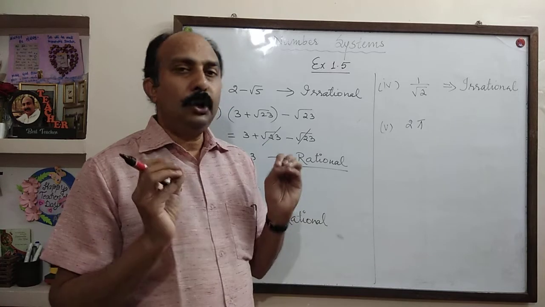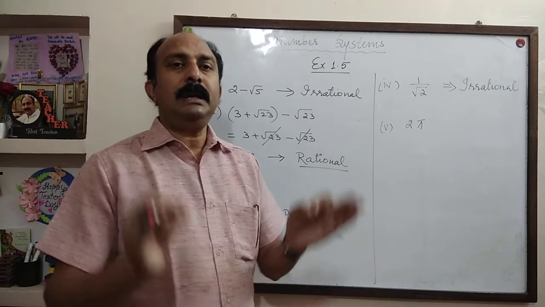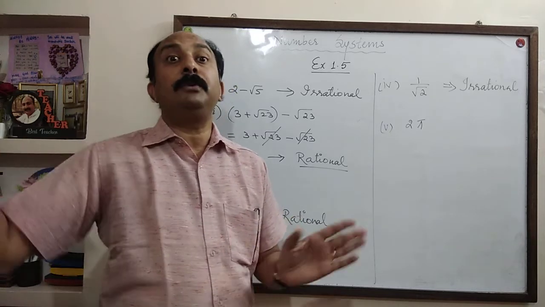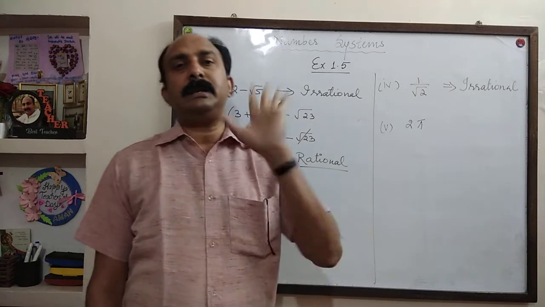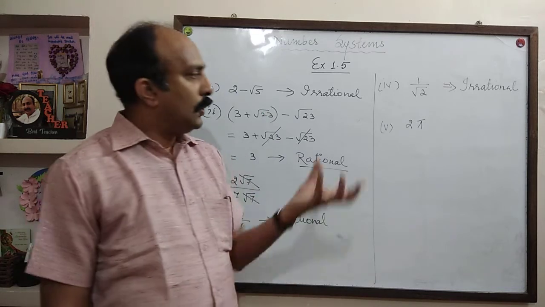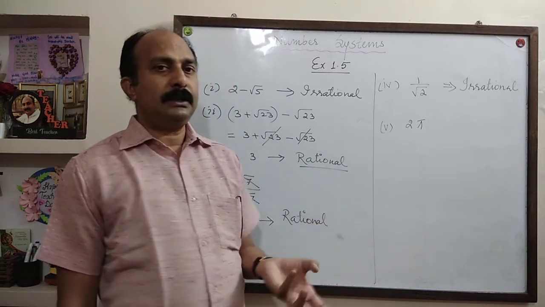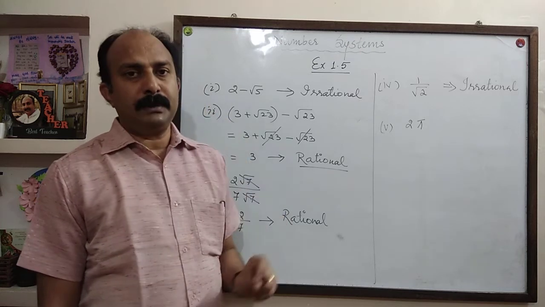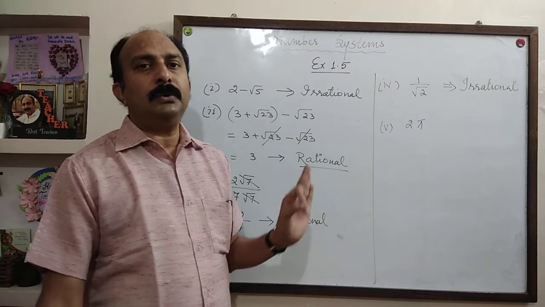Pi is a non-terminating, non-recurring decimal. The value of pi is actually in decimal. It is 3.1456 and so on up to infinity. The actual value of pi is a non-terminating, non-recurring decimal. So we know that all the non-terminating, non-recurring decimals are irrational. Only for the sake of calculation, only for the easiness of calculation, we take it as 22 upon 7 or 3.14. But remember, pi is an irrational number. 22 upon 7 and 3.14 are not the exact value of pi.